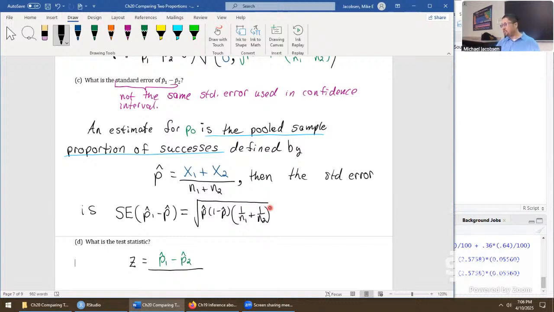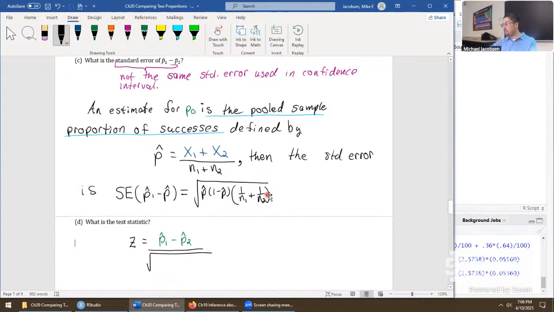And I think it's easier to just throw it in as a big overall formula so we don't get sidetracked by the standard error. So let me just throw it in officially this way. P hat 1 minus p hat 2, over the square root of p hat times 1 minus p hat times 1 over n1 plus 1 over n2. So that's our new test statistic. It measures the approximate standard deviations.